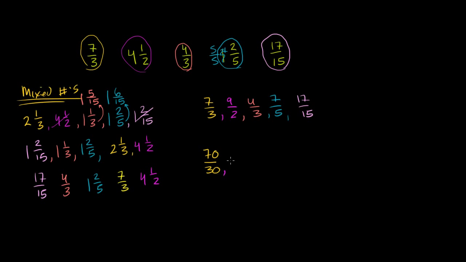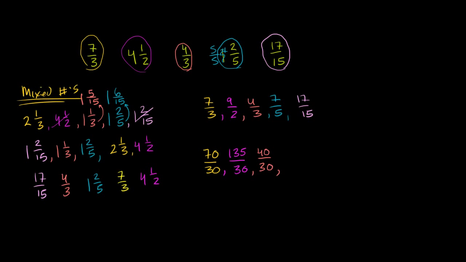Then we have 9/2, but now we're going to make the denominator 30. To go from 2 to 30, we multiply the denominator by 15, so we have to multiply the numerator by 15. So 9 times 15 is 90 plus 45, so that's 135. Now we have 4/3. We're going to rewrite the denominator as 30. We're multiplying the denominator by 10, so we want to multiply the numerator by 10. So it's 40 over 30.